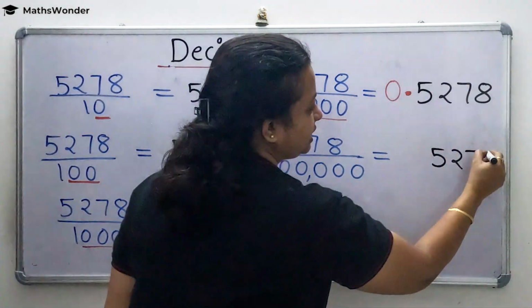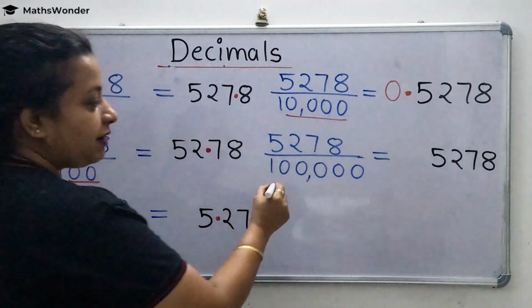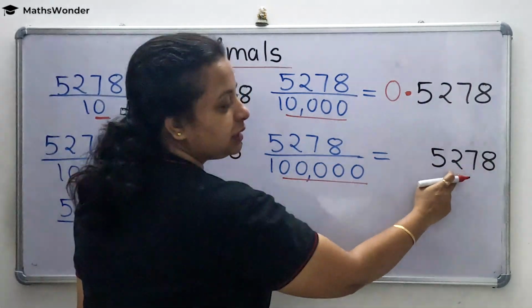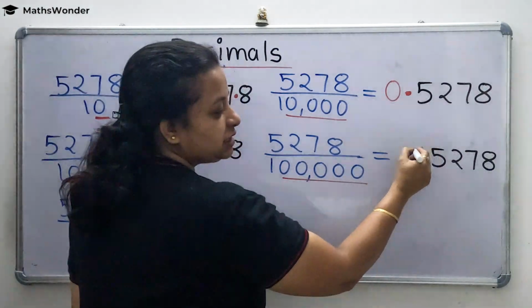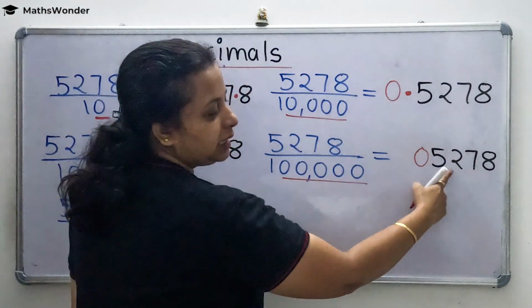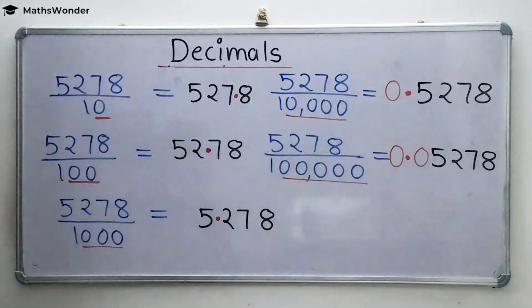5 2 7 8. Check how many zeros in the denominator. There are 5 zeros. So 1 2 3 4. We have only 4 digits. So what will you do? You will add a 0 to make it 5. 1 2 3 4 5. Now it's done. Put the decimal. Add one more 0 before the decimal. That's done.